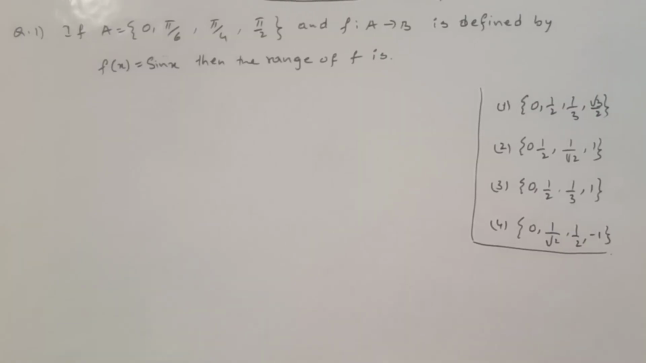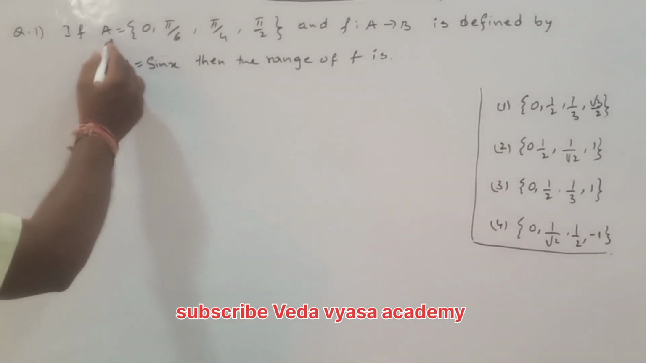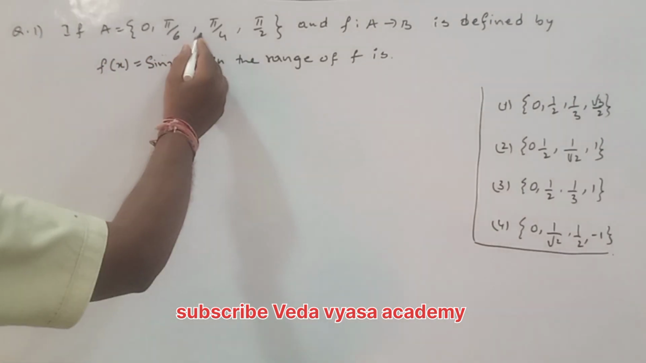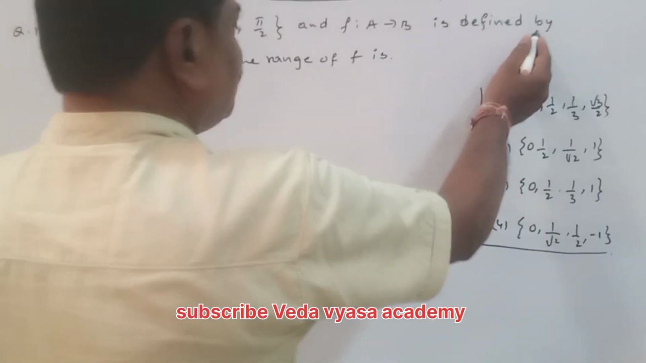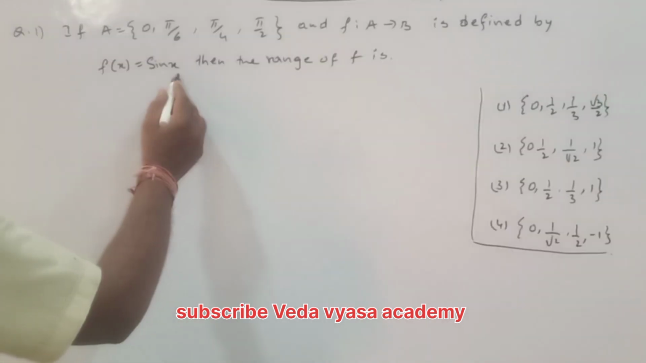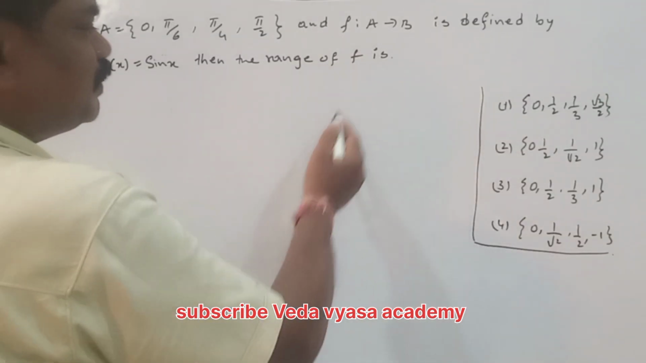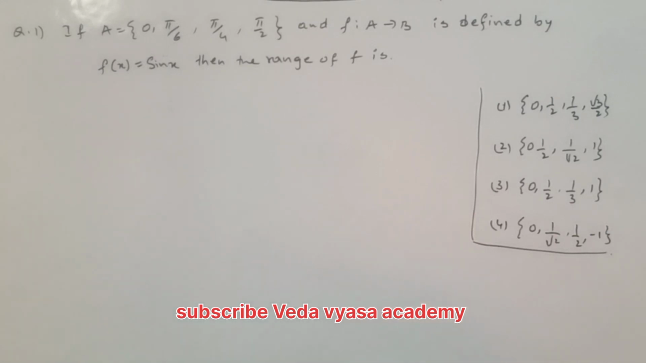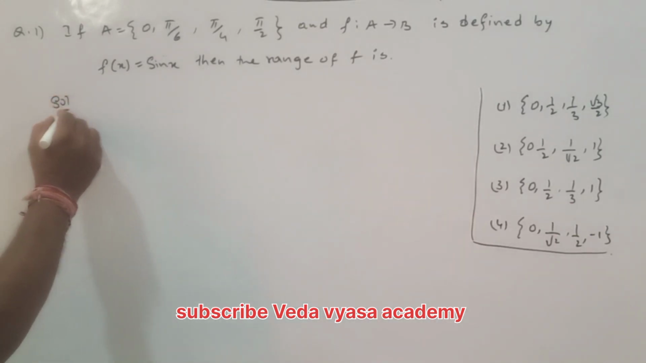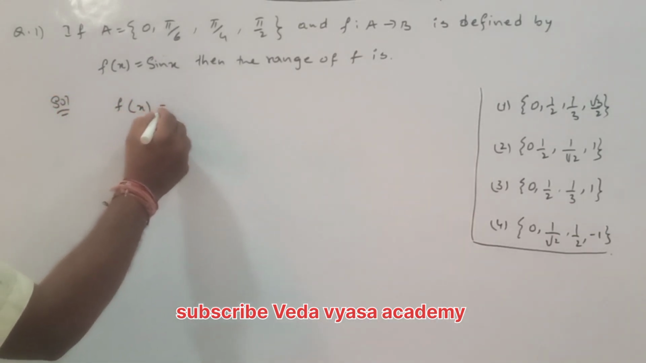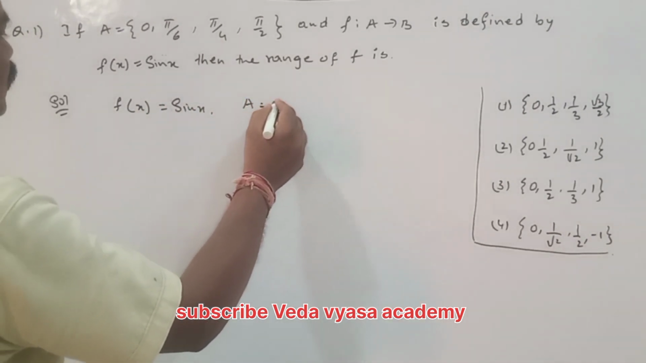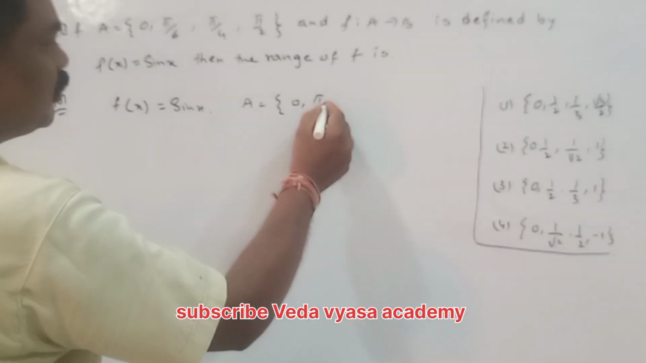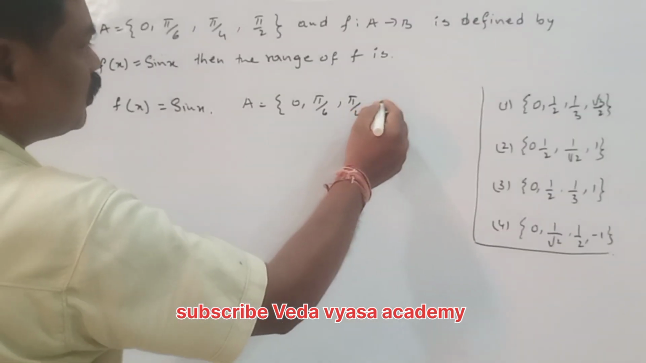We have one more problem on functions. Find the range. If A is equal to the set {0, pi by 6, pi by 4, pi by 2}, and f from A to B is defined by f of x is equal to sin x, then the range of f is, these are the options given. So here we have f of x is equal to sin x defined, and A is the set {0, pi by 6, pi by 4, pi by 2}.